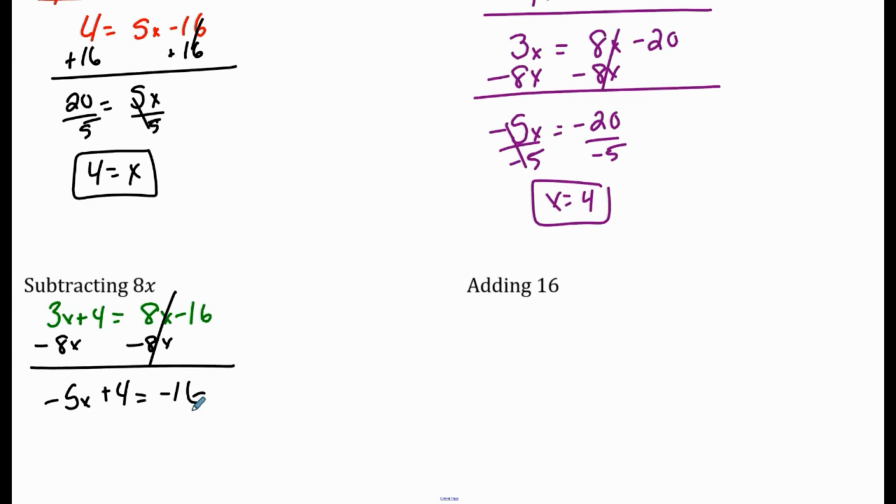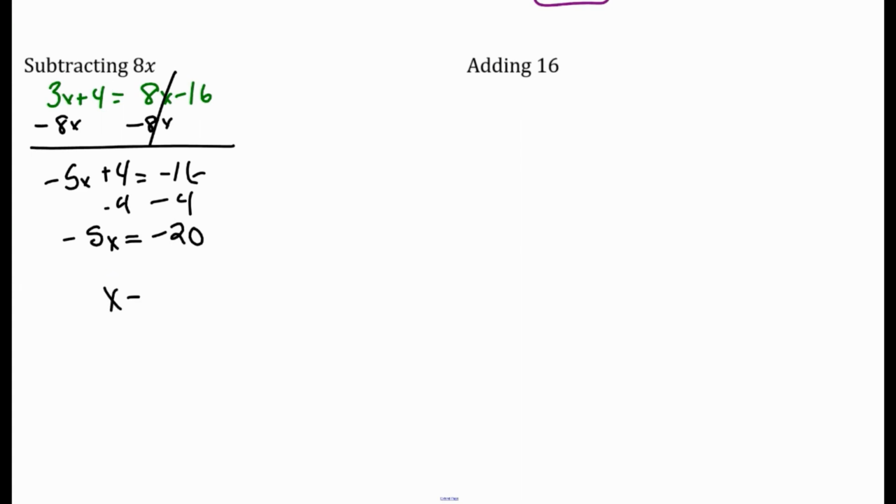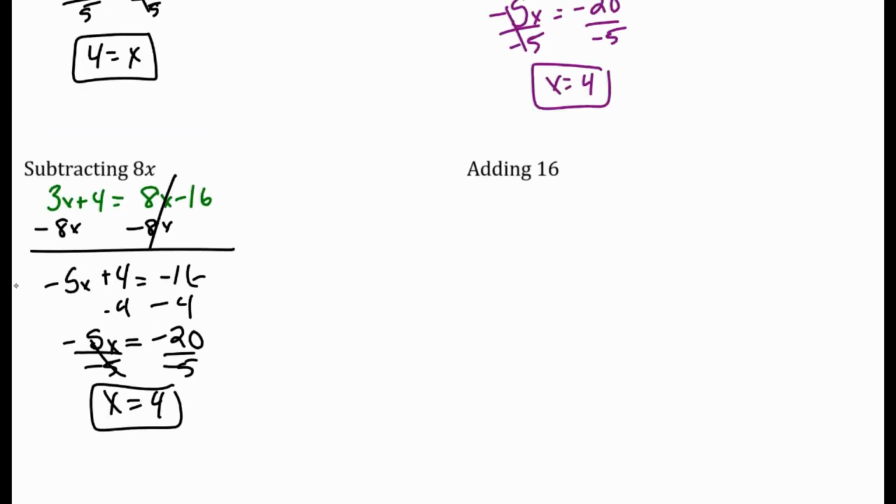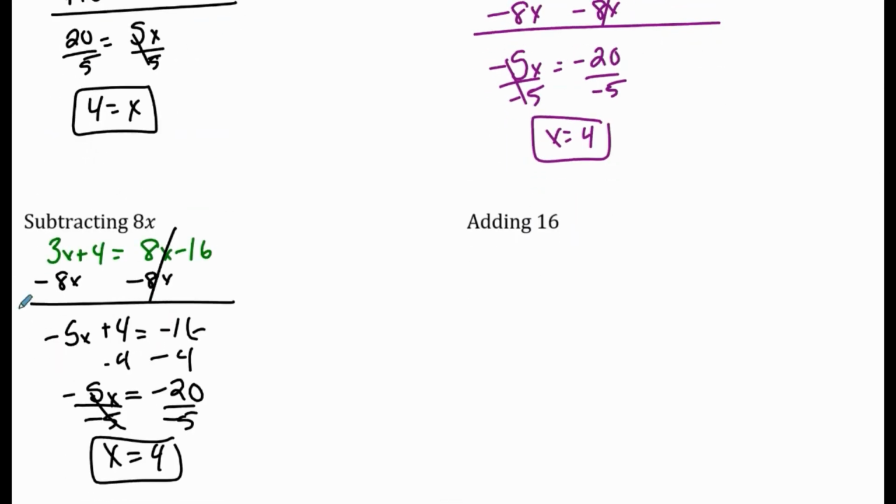I'm going to subtract 4, because this is a nice 2-step equation now. And we appear to be always ending at this point of x equals 4 once I divide by negative 5. And one last time, in case you haven't figured it out yet, that x equals 4 is the answer. The only other option you could have done is added 16 to both sides.